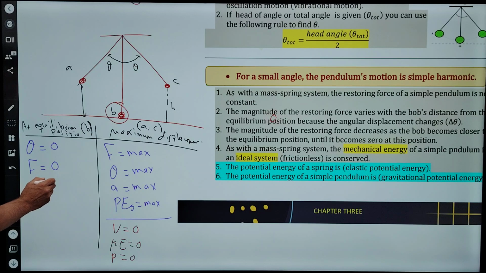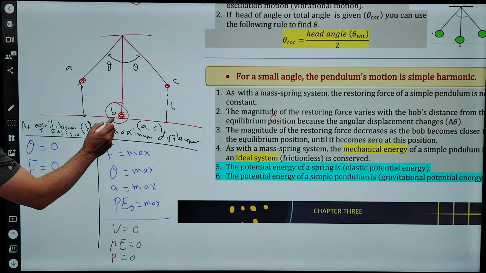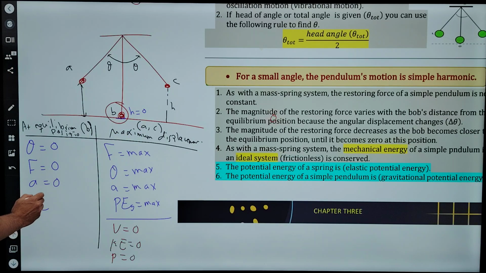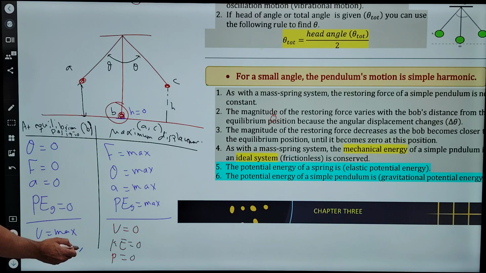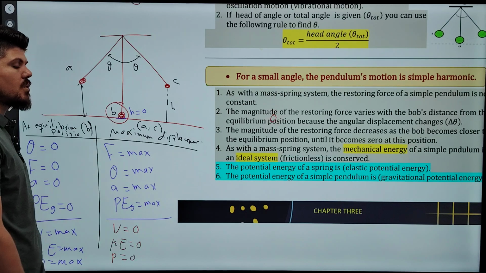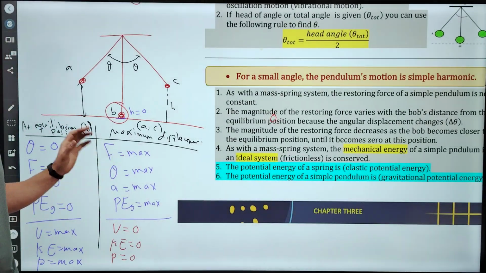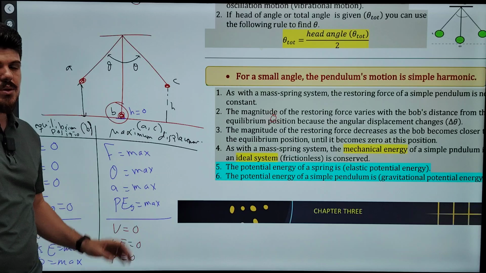When the restoring force is zero, acceleration is zero. Because at equilibrium position there is no height, height zero, gravitational potential energy is also zero. But velocity reaches maximum, kinetic energy maximum, and linear momentum is maximum. So the values for some physical quantities vary according to position.